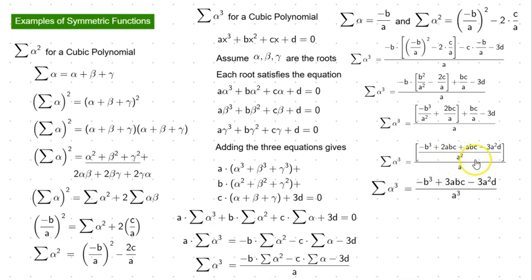Now let's simplify this. A square times A is A cube. So we get sigma alpha cube is equal to minus B cube plus 3ABC minus 3A square D divided by A cube. So that was sigma alpha cube in terms of the coefficients of the cubic polynomial. Now let's look at the next one.